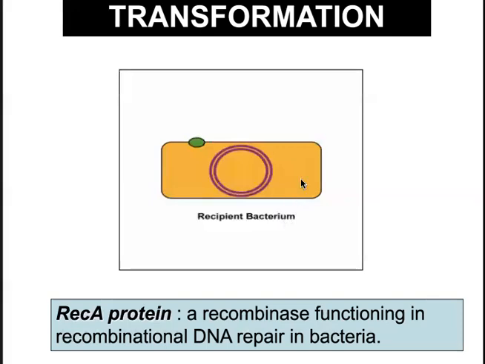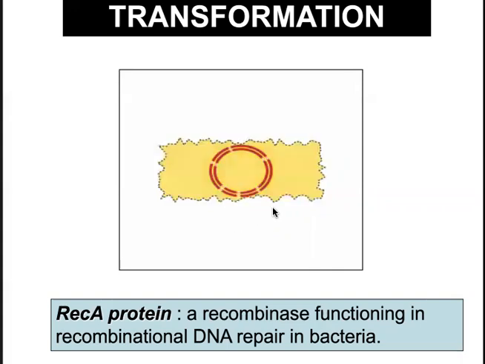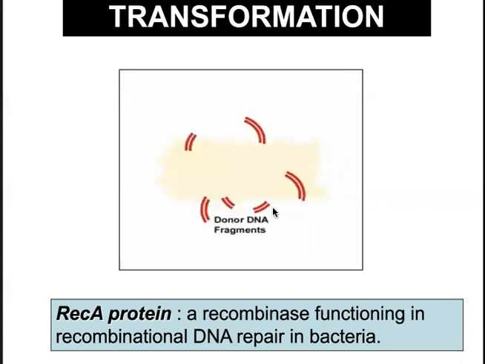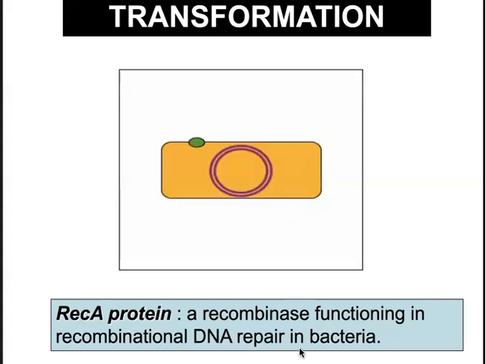So this is a competent bacterium with its RecA protein. The free DNA enters the competent bacterium, and because of the RecA protein, the accepted donor DNA is able to attach to the host DNA, transforming the host bacterium into a new version. So that's transformation: simply absorbing genetic material from the environment causes the bacteria to transform into something new.